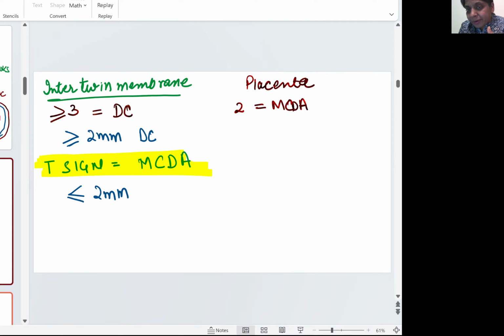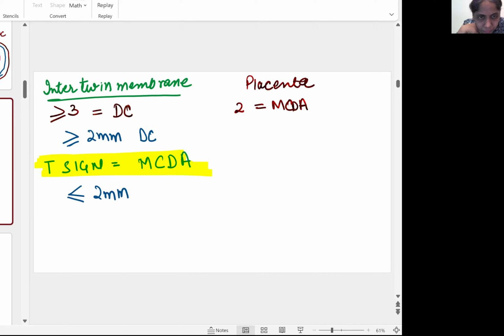Now, if the intertwin membrane is more than 2 mm, then what is the chorionicity? If the intertwin membrane is more than 2 mm, then it is dichorionic. It means it is a thick membrane, right?